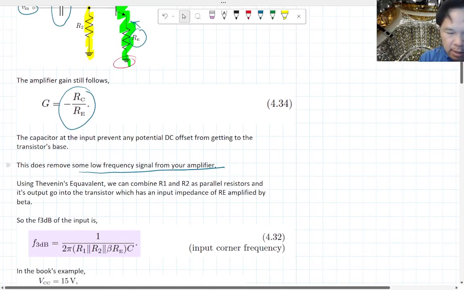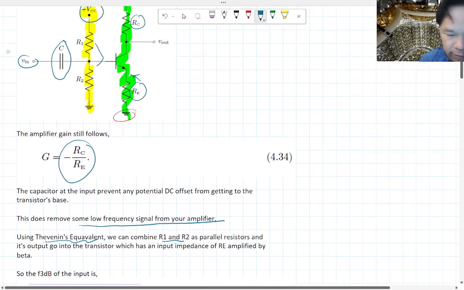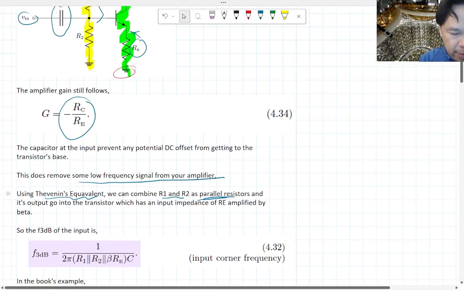So if we use Thevenin's equivalent, we can combine R1 and R2 into a Thevenin's equivalent. Essentially your R Thevenin is just R1 parallel to R2. Okay, and then that output goes into the transistor.